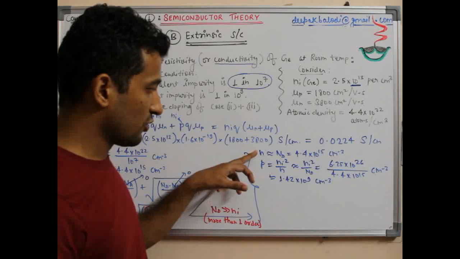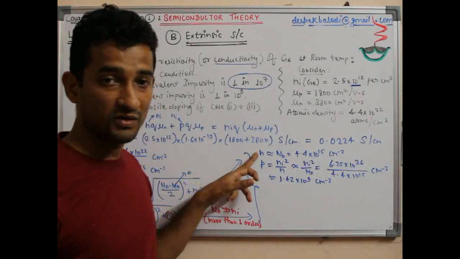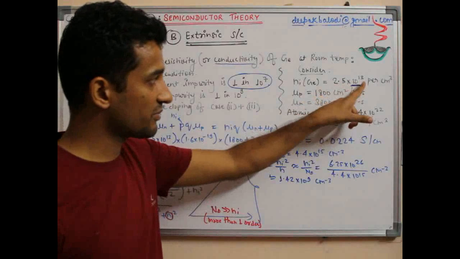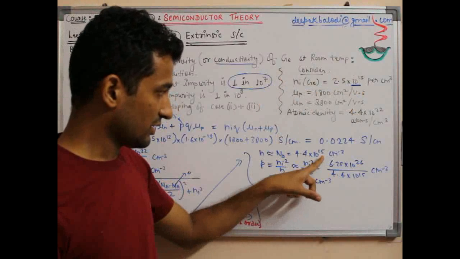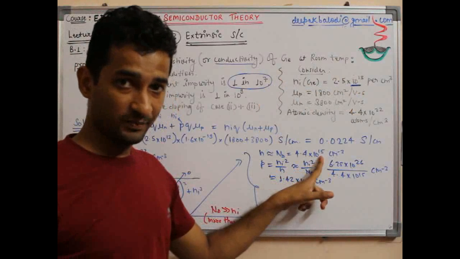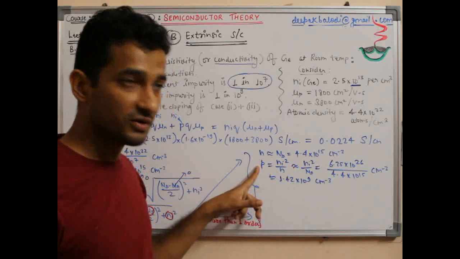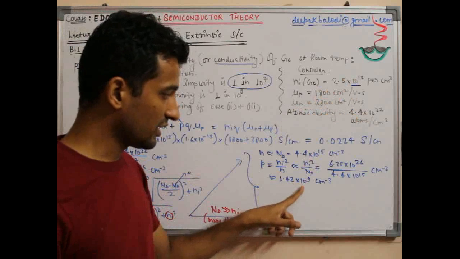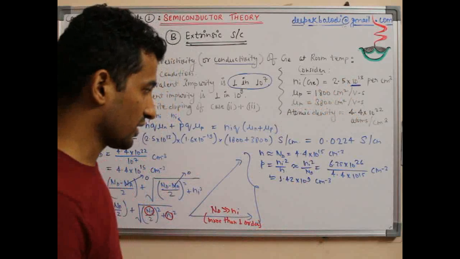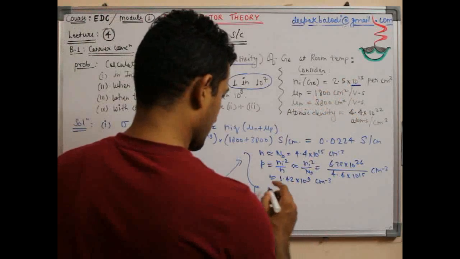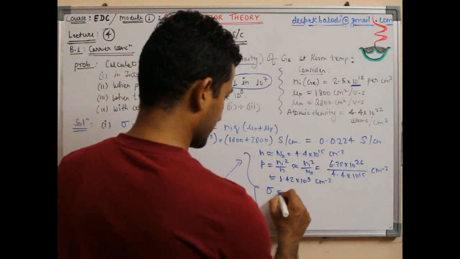So when the electron concentration has increased from 10 to the power 13 to 10 to the power 15, at the same time the concentration of holes has been reduced from 10 to the power 13 to 10 to the power 9. Okay, so now we can calculate the conductivity of the extrinsic semiconductor.